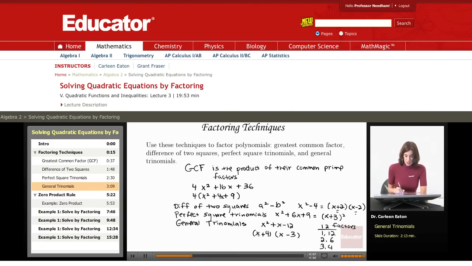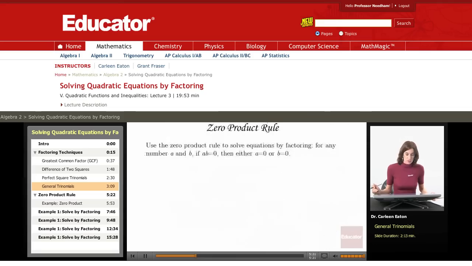And you can always check this using the FOIL method. First terms, that's x squared. Outer terms, negative 3x. Inner terms, 4x. And then the last is negative 12. Simplifying this, I get my original back. So general trinomials take a little more work, and you can always check those by multiplying it back out to make sure you did it correctly. So making sure you have all these, know how to use them well, and then we're going to be using them today to actually solve some quadratic equations. Now, once you've factored, you need to use the zero product rule to actually find the solutions.